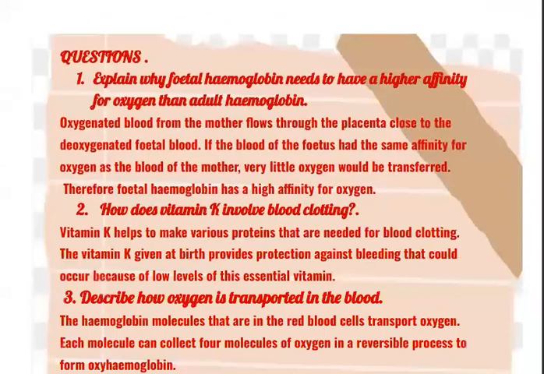Questions. 1. Explain why fetal hemoglobin needs to have a higher affinity for oxygen than adult hemoglobin. Oxygenated blood from the mother flows through the placenta close to the deoxygenated fetal blood. If the blood of the fetus had the same affinity for oxygen as the blood of the mother, very little oxygen would be transferred. Therefore, fetal hemoglobin has a high affinity for oxygen.